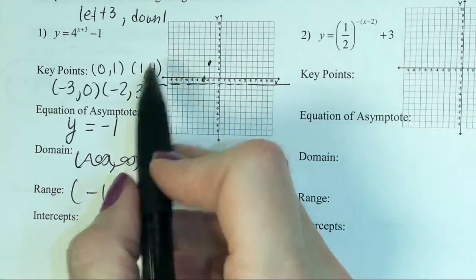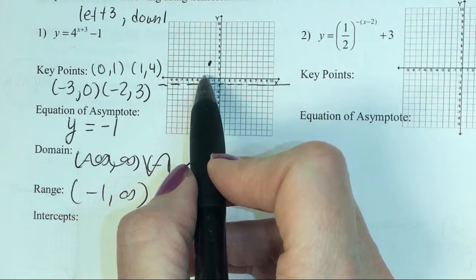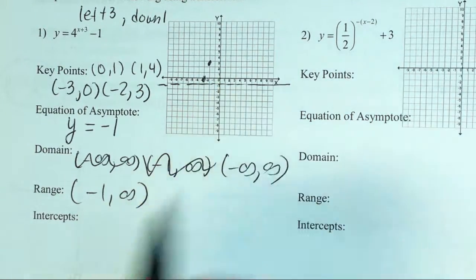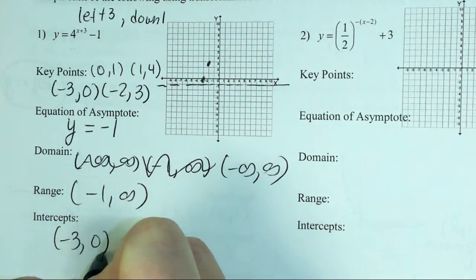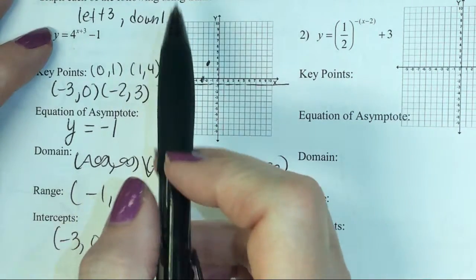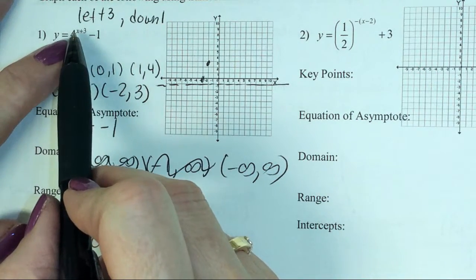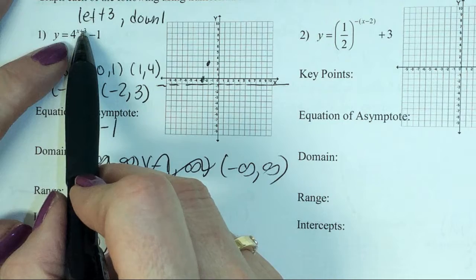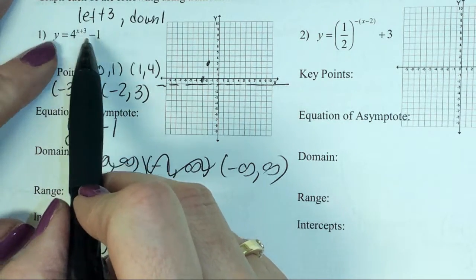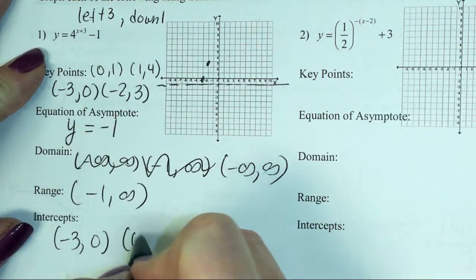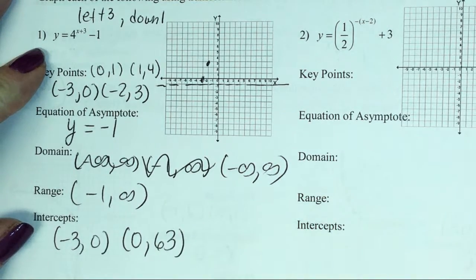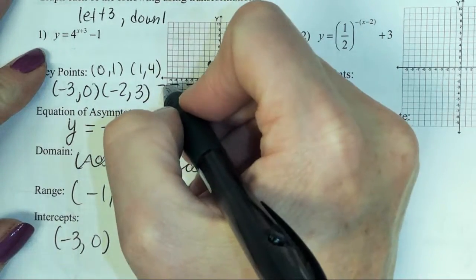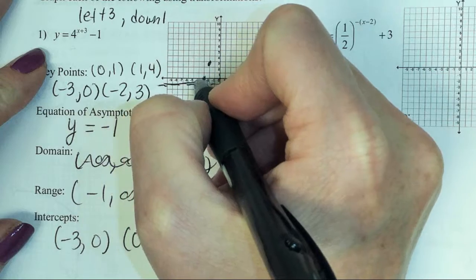All right. Our intercepts. I can see this X intercept. Can you guys see the X? It's at negative 3, 0. To find the Y-intercept, I have to plug in 0 for X. If I plug in 0 for X, 0 plus 3 is 3. 4 to the third is 64. Minus 1 is 63. There's my Y-intercept. I can't graph that. So here's going to be our function.